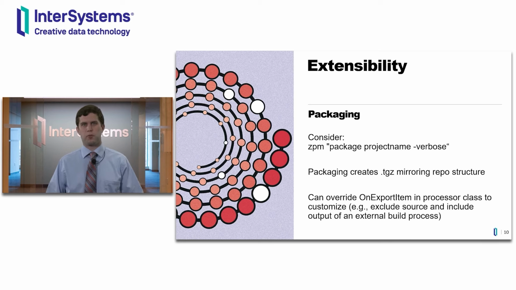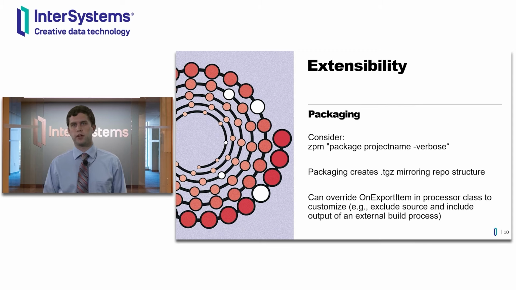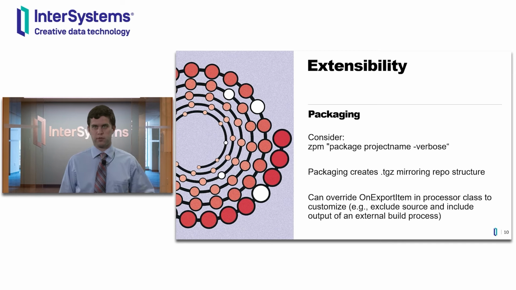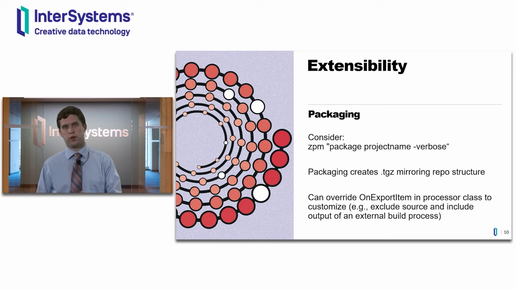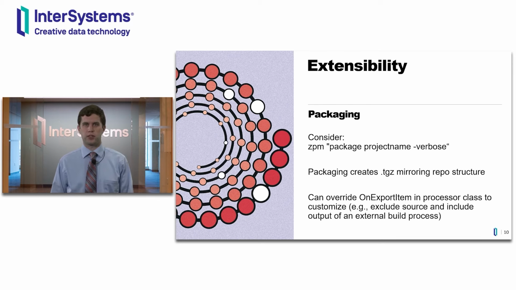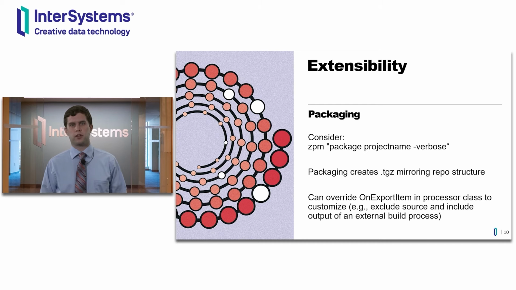So to install a package, you just extract and then load the same way you would normally just from a git clone, for example. However, in these custom processor classes, you can override the onExportItem method to customize the behavior when that artifact is created. So in our motivating use case for an Angular build, we'll exclude the source from the artifact and we'll include the output of a build process that runs in the compile phase. This means that as a developer, when you're working on or packaging the package, it will run the Angular build. And as a consumer, when you're installing it, you don't need to. So there's not that additional external dependency, and it's quick to install, and it's deterministic because we already have the built artifact.